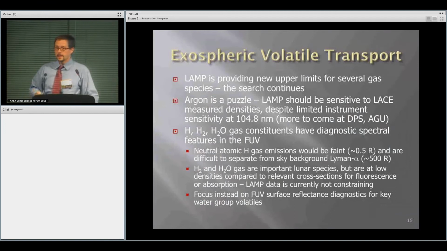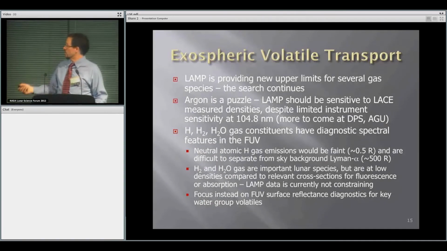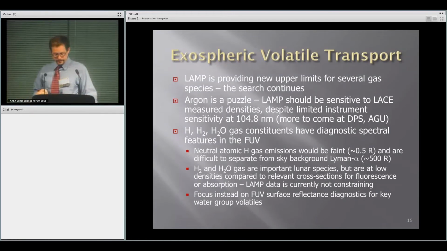All right. LAMP is sensitive to other species as well, and we're providing new upper limits for other gas species. It's more difficult work to come up with upper limits, so we'll save that conversation for another day. But we're really puzzled by why we're not observing lunar argon. Even though our instrument sensitivity drops a little bit at this wavelength where argon signals are expected, it really should be sensitive enough to measure those measured by LACE. We're trying to figure that out and understand any implications of that. And Alan Stern will have more to talk about that at the DPS meeting coming up.